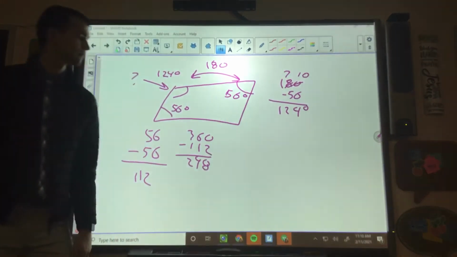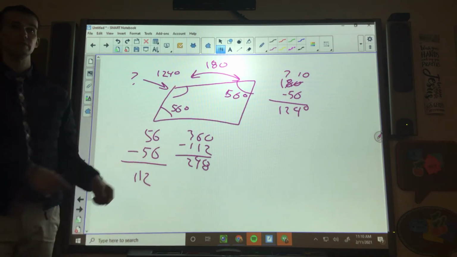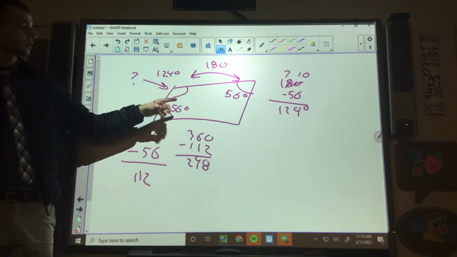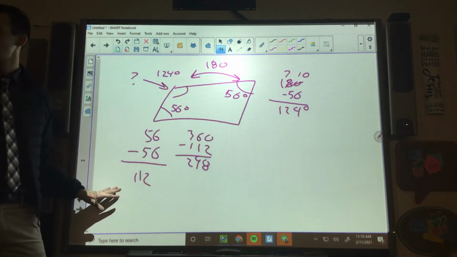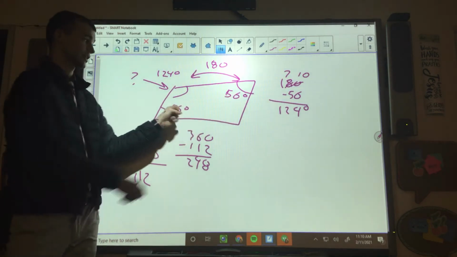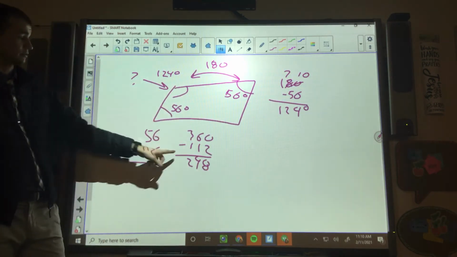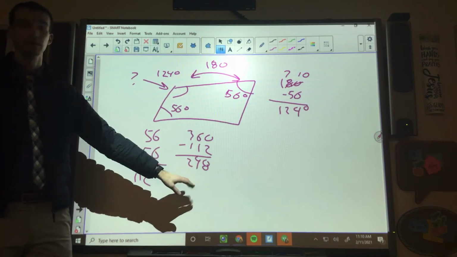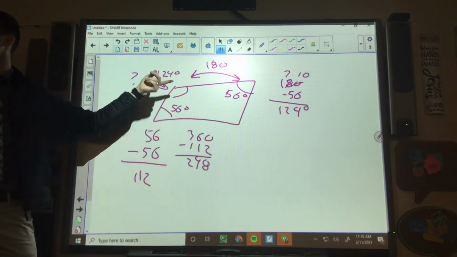Why didn't you do 360 minus 124? Because he was asking how do we know this is 124? So I said, well, we already know 56 plus 56, that's 112. So if I do 360 minus these two angles, that's going to give me the total of these two. Then I subtract 112, so 248, that's the total of these two angles. I divide that by 2, that's how I get to 124.